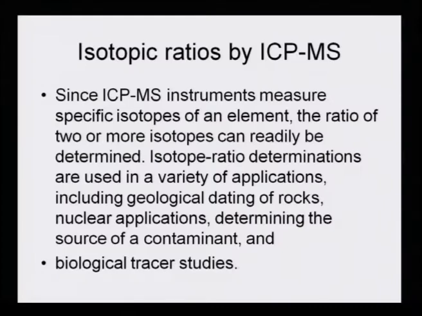Isotopic ratio determinations are used in a variety of applications, not only in biological systems, but also in geological dating of rocks and nuclear applications, that is, when a nuclear material starts emitting alpha, beta, gamma rays, its present situation could also be determined because of the isotopic ratio analysis possibility by ICP-MS. Determining the source of a contaminant and biological tracer studies can all be covered by isotopic ratio analysis with the ICP-MS machine.